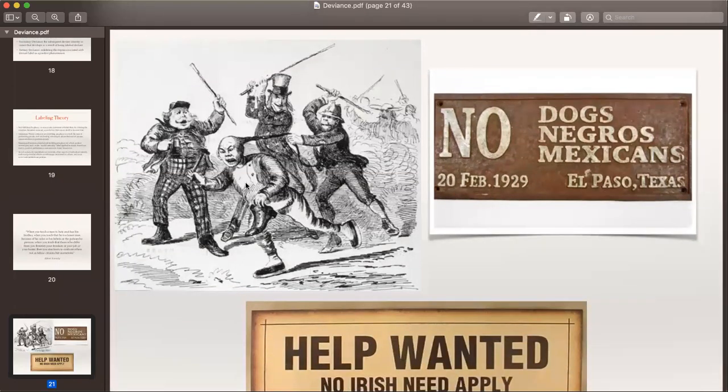The picture on the left is from the late 1800s, the Chinese Exclusionary Act, if anyone recalls that from your history classes in high school. The Chinese Exclusionary Act made it appear as if the Chinese immigrants that were coming to America were somehow going to take over America. They were going to take over American culture. And they were going to turn America into an extension of China. We hear that same rhetoric today.